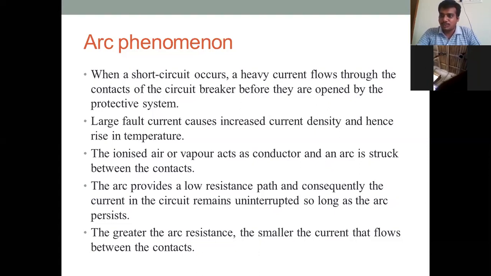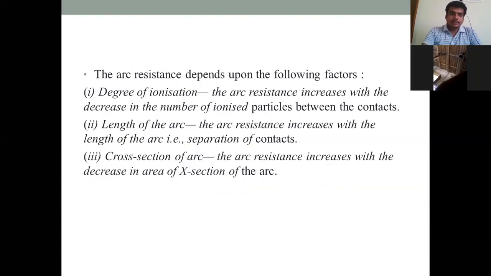So you have an idea that when arc resistance is high, the current will be low. So if you are increasing the arc resistance, the current which is present between the contacts will be reduced. Okay. So on what parameters does this arc resistance depend?